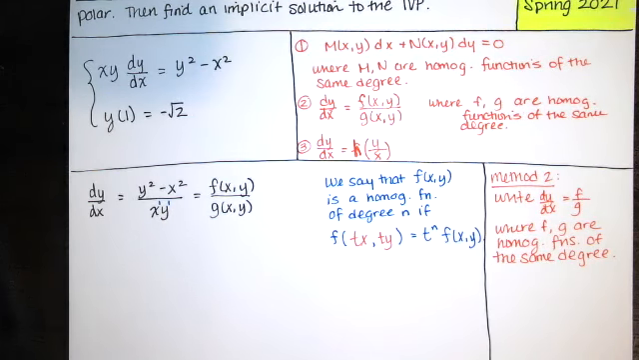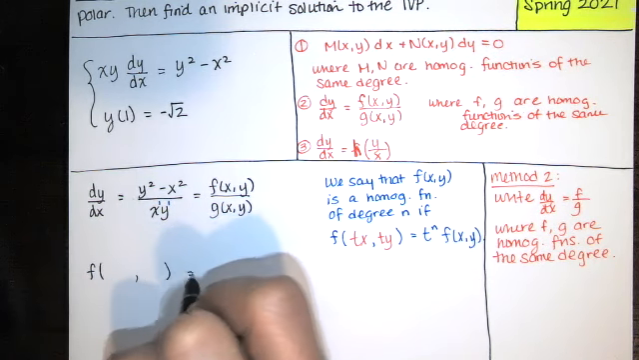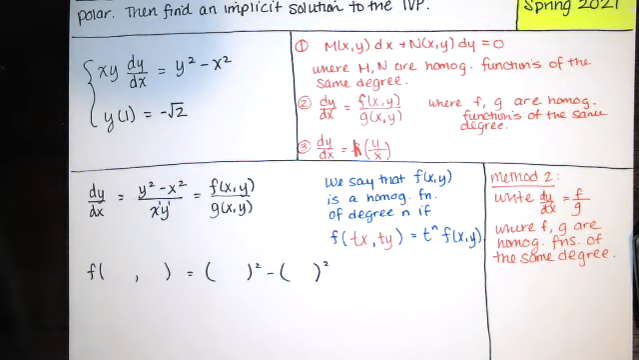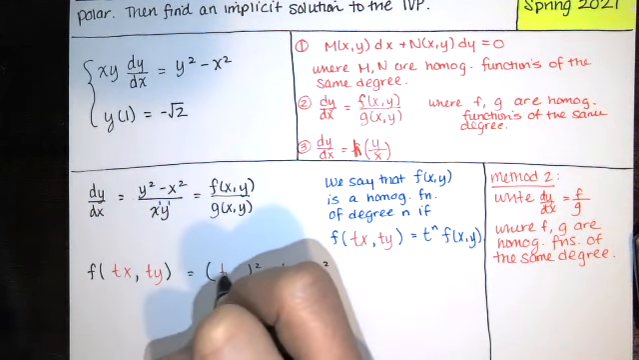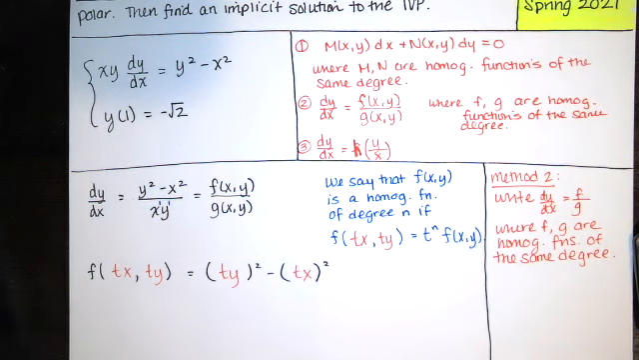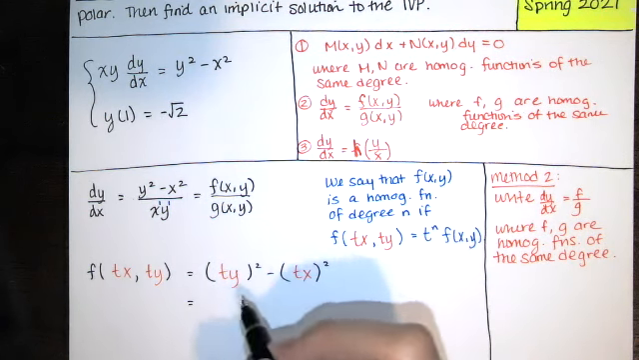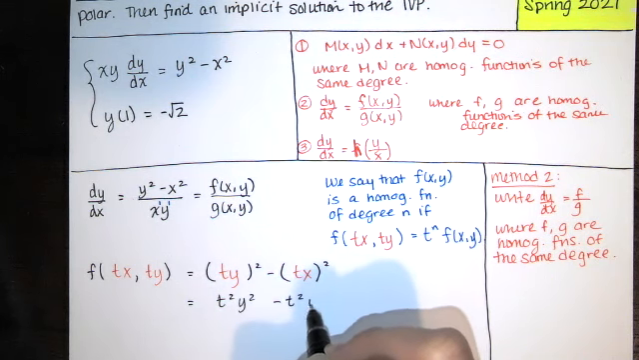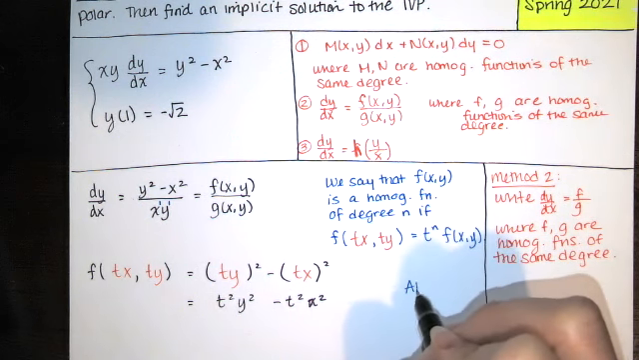So let's take f of x, y, and replace x with tx and y with ty. And then just do some algebra. If I've got a product and I'm squaring it, I can square each factor separately. We're just using this fact.